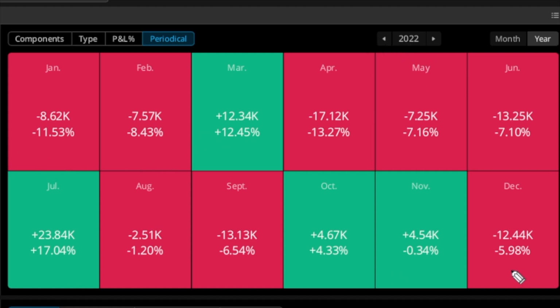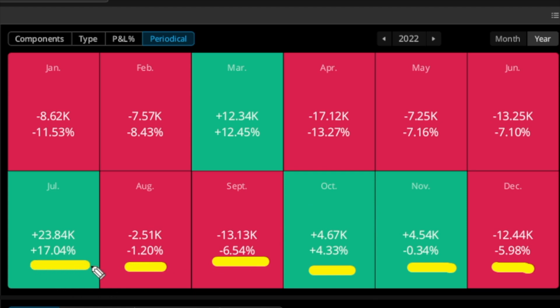But as you can see, last year was a lot tougher, down 12.4K in December, up 4.5K and 4.7K respectively in November and October. September, we were down 13K. August, we were down 2.1K. July was good, 23.84K. June, May, April, all of these were negative months. And you can see that most of my months last year performed pretty poorly.